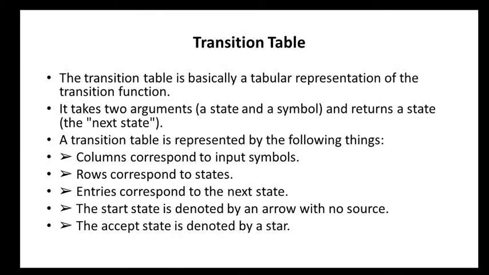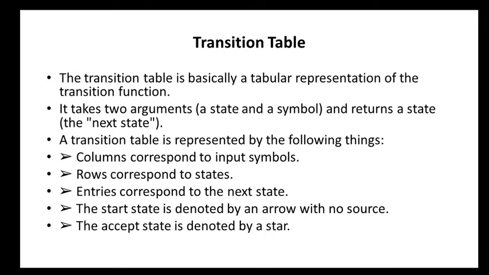The transition table. The transition table is basically a tabular representation of the transition function. It takes 2 arguments and returns a state. The transition table is represented by the following things: the columns correspond to input symbols, the rows correspond to states, and the entries correspond to the next state. The start state is denoted by an arrow with no source. The accept state is denoted by a star. So this is how the transition table is represented.